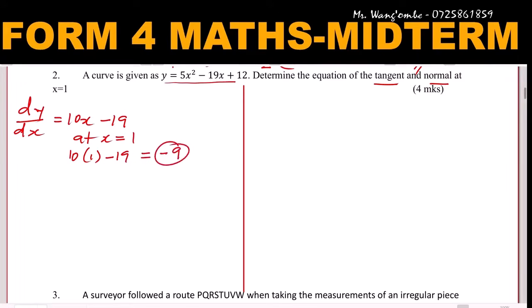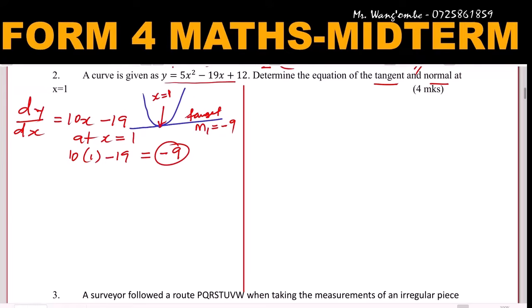So that is the gradient of the tangent. Remember, if you do a rough sketch, if this is the curve, and here we have the straight line, so at this point is what you're given here, x. So this is the point you're given, x is equal to 1. So we want to get this point. Once we get that point, remember we have the x coordinate of that point and we have the gradient. We can denote this gradient as m1. The gradient of this straight line, the tangent, is negative 9.